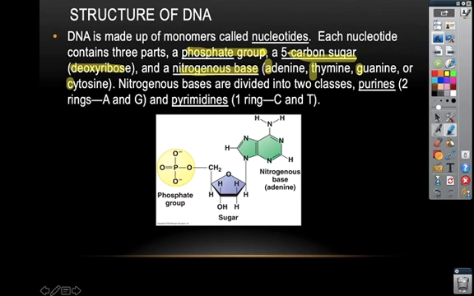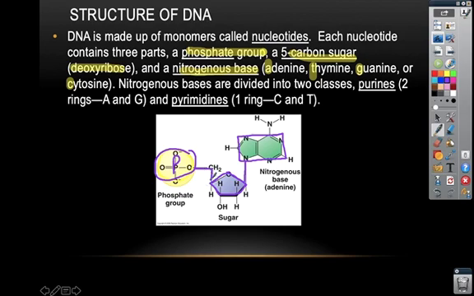Now, on your paper, wherever you're taking notes, make sure that you draw a picture similar to this. So draw yourself a little circle to represent your phosphate group and put a P in the middle of it. Draw yourself a pentagon, little house type structure here to represent your 5-carbon sugar. And then for your nitrogenous base, you can just make a little rectangle and show them connected to each other.